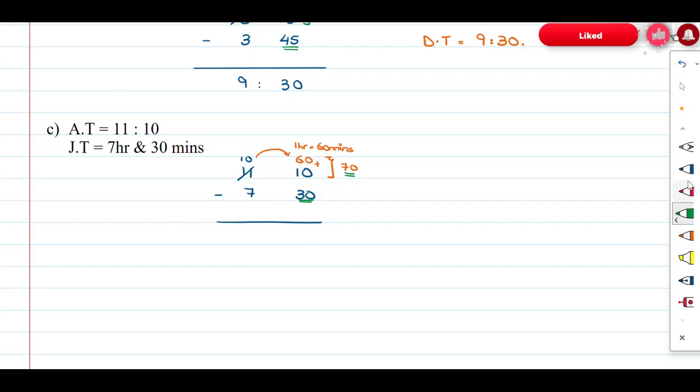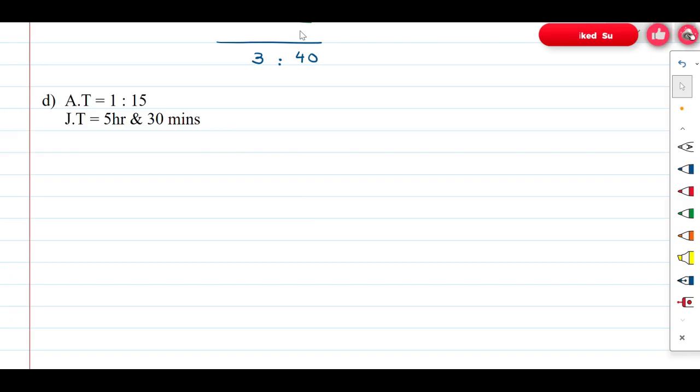0 minus 0 is just 0, and from 7 take away 3 is 4. So 40 minutes. And from 10 hours subtract 7 hours, we get 3. So this is the departure time. The departure time of the train from the station is 3:40. The train leaves the station. All right, now let's take a look at part D.